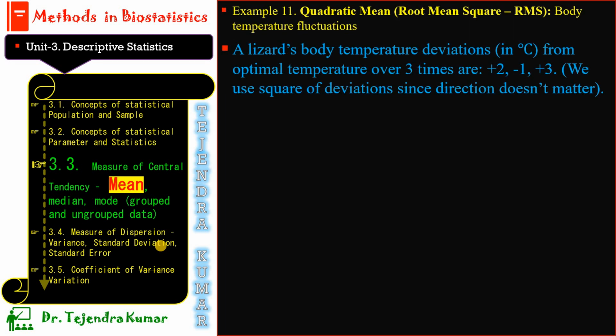Quadratic mean, or root mean square RMS, for body temperature fluctuation in this example. A lizard's body temperature deviations in degrees Celsius from optimal temperature over 3 times are +2, -1, +3. We use square of deviations since direction doesn't matter. So let's get the RMS with this formula. The formula is already given.